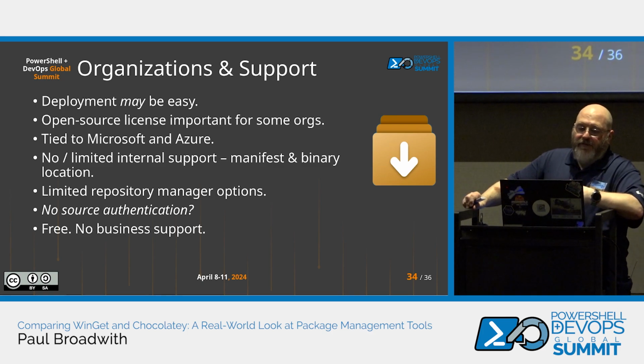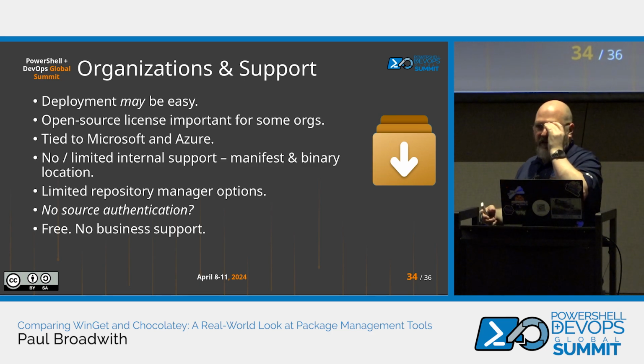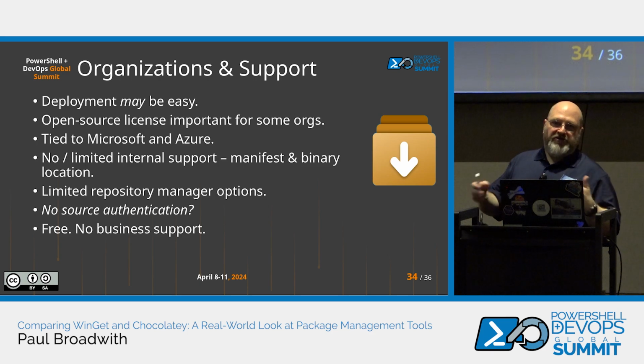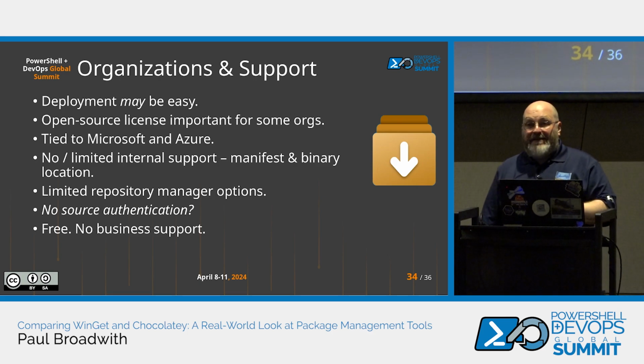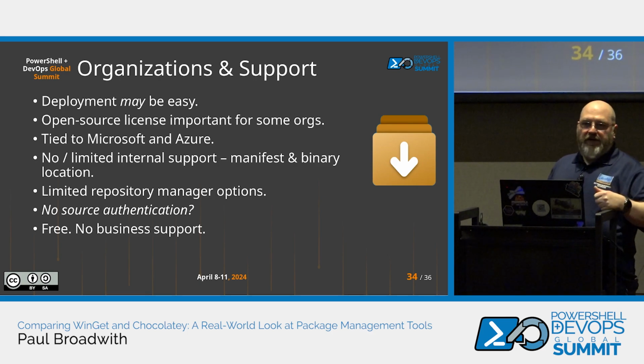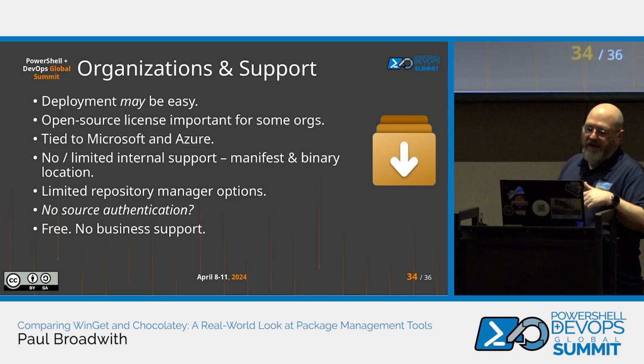deployment. So for WinGet, deployment may be easy. We've talked about the different options. It just depends which side of the fence you sit on, whether you think the out-of-box experience or the Windows 10 patches are problematic or not. So maybe it's easy for you and you don't have to worry about that. WinGet is an MIT licensed product, so organizations love open source or really open licenses because they can do with it as they please and they don't need to get legal involved.